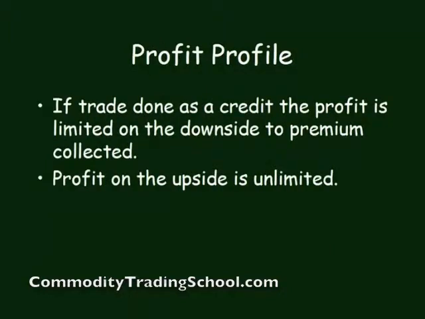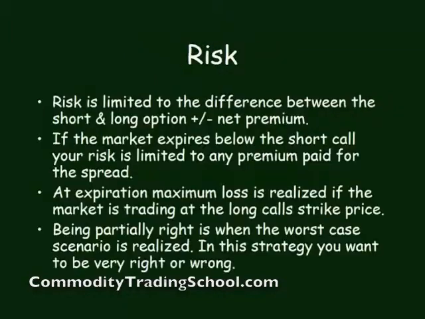If the trade is done as a credit, the profit is limited on the downside to the premium collected. The profit on the upside is unlimited. The risk on a trade like this is limited to the difference between the short and long option plus or minus the net premium. If the market expires below the short call, your risk is limited to any premium paid for the spread. At expiration, maximum loss is realized if the market is trading at the long call strike price or lower. In other words, between the short and long calls.